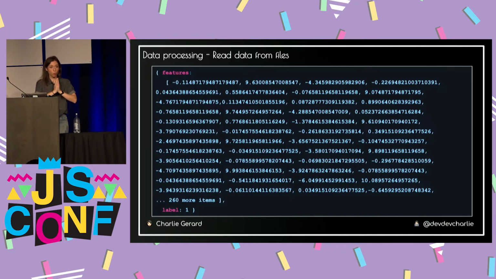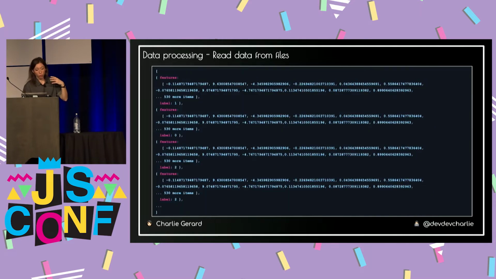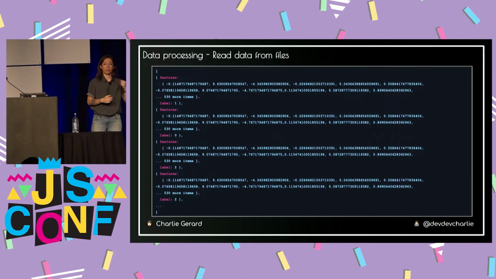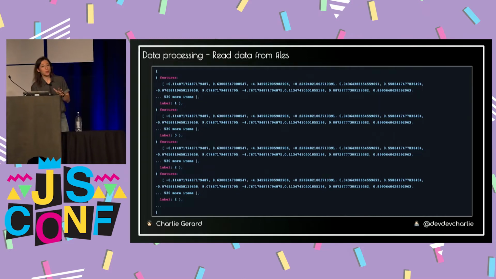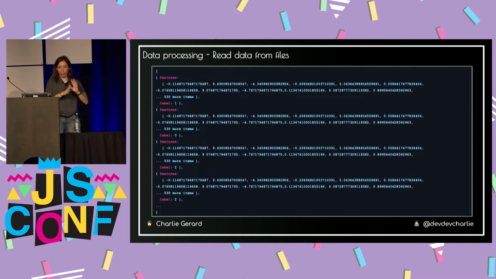But that's only for one file, so one sample. What we want is to do that with all our files. So we're going to end up with a massive array of objects that represent our gestures in features and label. But that's not it either, because that's the first step, to put the data in a way that we understand a bit better.